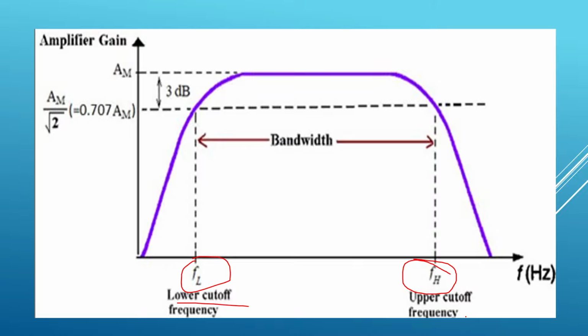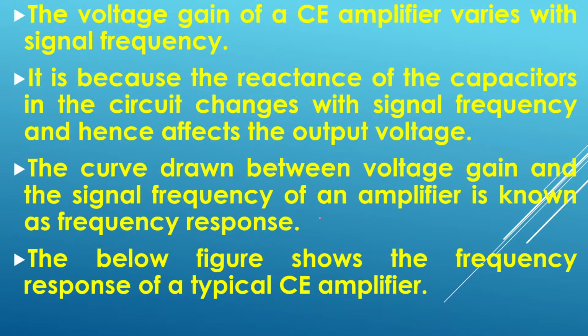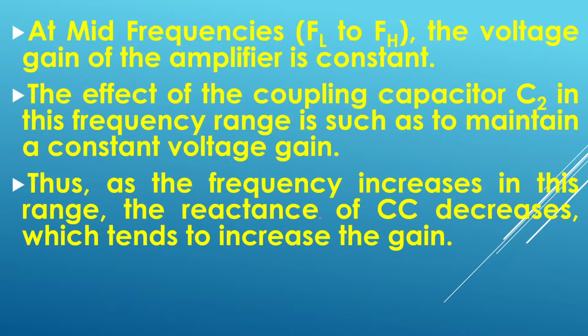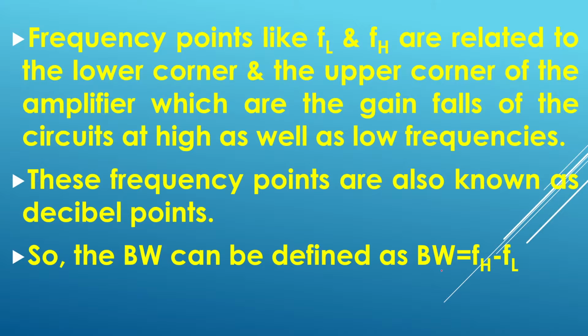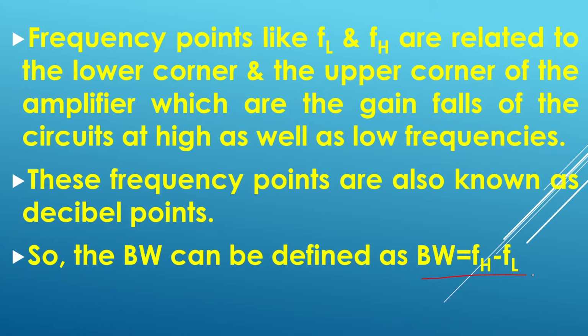If I want to determine the bandwidth, I can simply take the difference of FH and FL. Somewhere it is written. So the bandwidth is given by FH minus FL. This is the bandwidth, that is, FH minus FL.